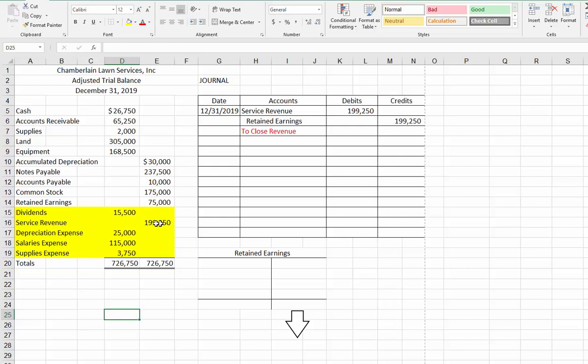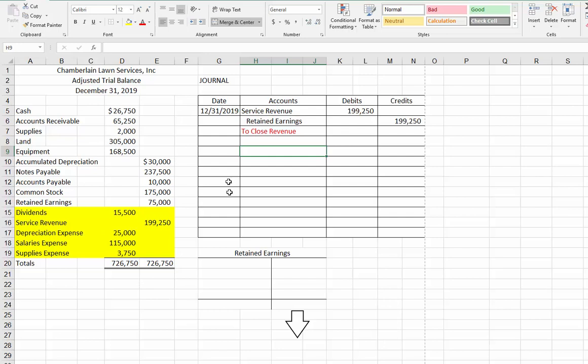Okay? So now our revenue is gone. It has a zero balance. Okay? We had a credit, we have a debit, now it's all gone. Okay, next up we want to close our expenses. Now, in order to close the expenses, what do we have to do? We have to credit them for the exact balance that's in the account.